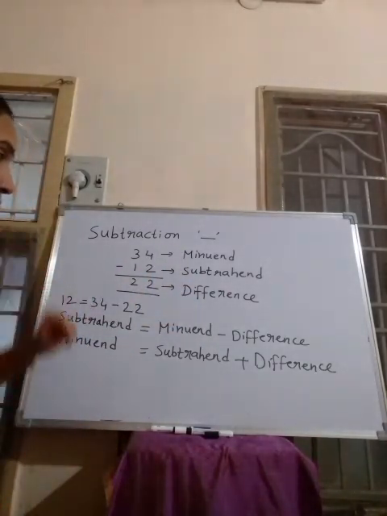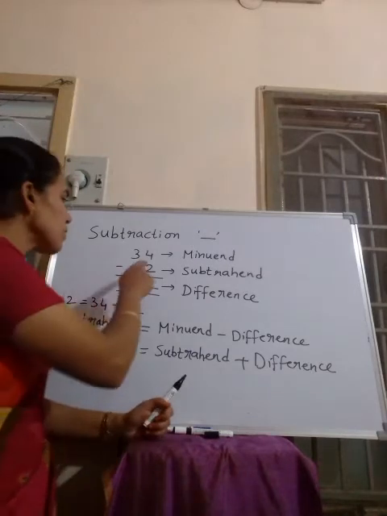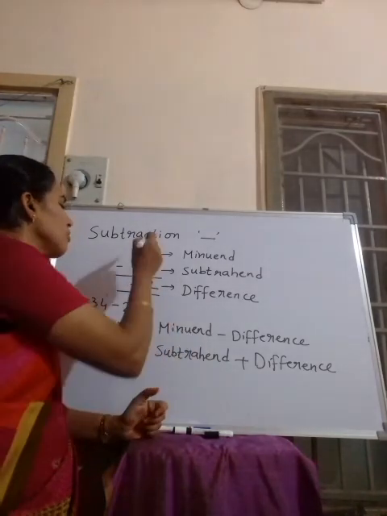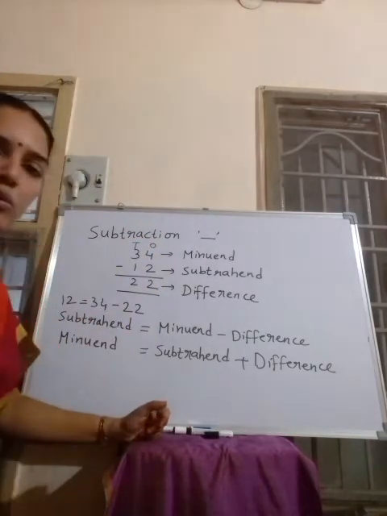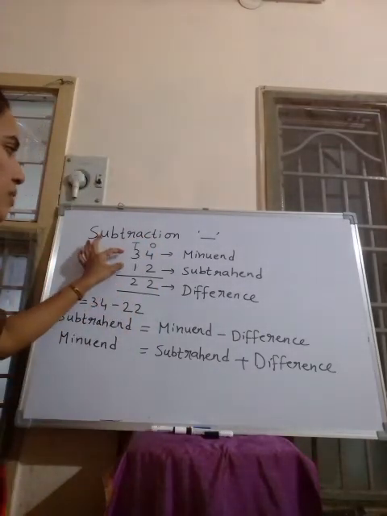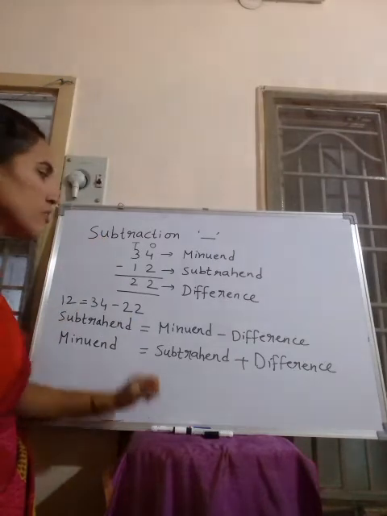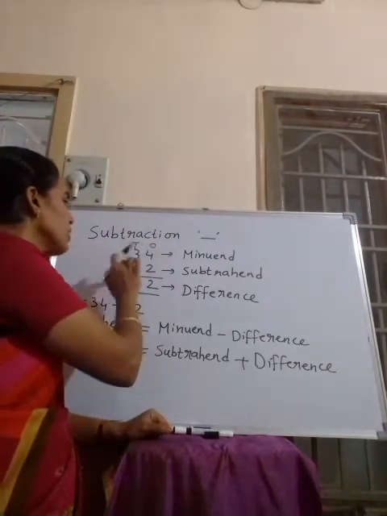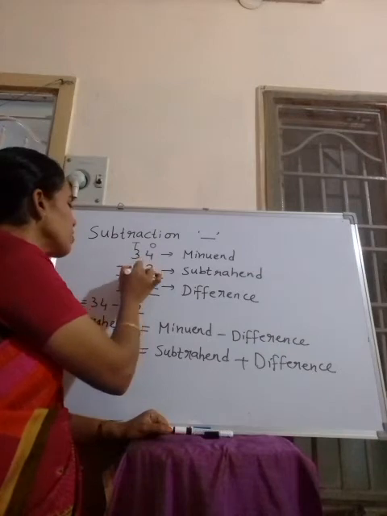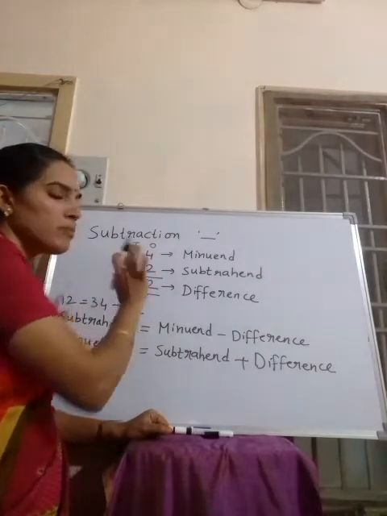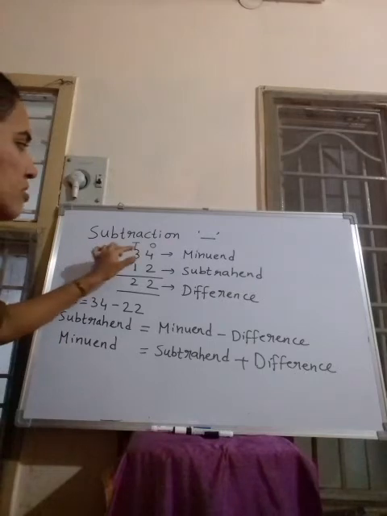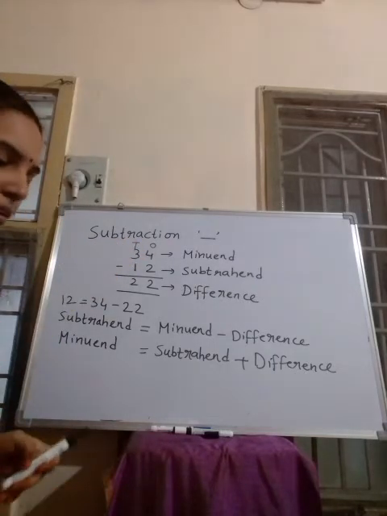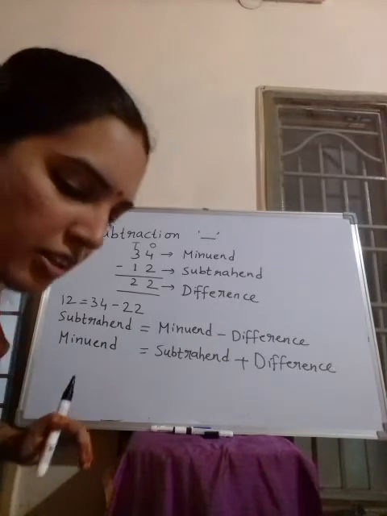Now while subtracting, the digits in the same places must be subtracted. Ones place below ones place, tens place below tens place, we have to write and subtract. We subtract the smaller number, here 12, from the bigger number. And while subtracting, this one is important: digits in the same places must be subtracted. Let us take one example.